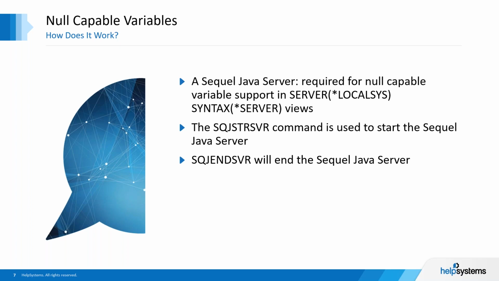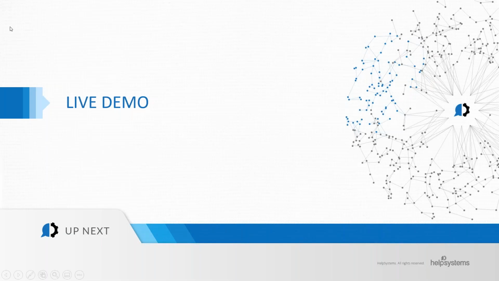So this works because we now have a SQL Java server job running behind the scenes. When you install 11.14, that job will start automatically. It's in the SQL library. It's just going to be out there to help receive these requests so that we can better dynamically remove elements of the where clause to make this null capable or star all functionality work. We've also included commands so that the server can be ended and started. So let's take a look at what we are talking about.